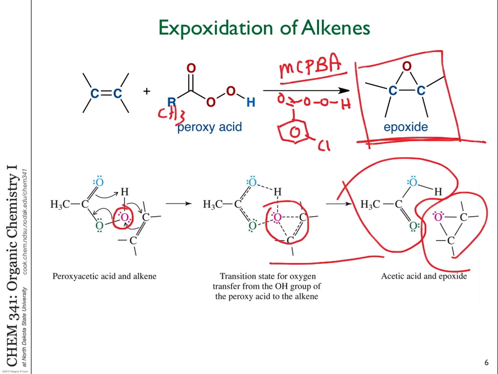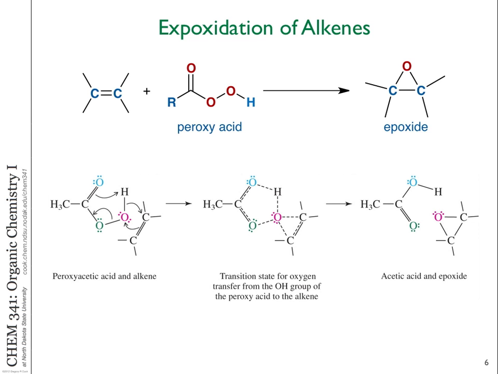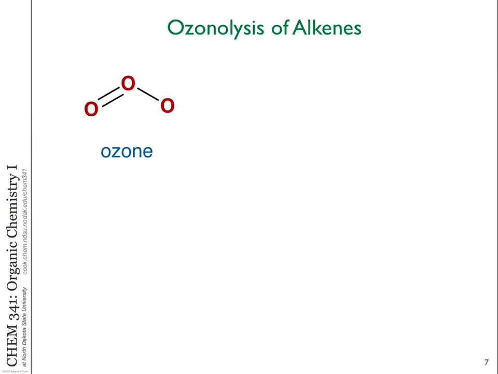Reactivity: the double bond is electron rich. This oxygen happens to be electron poor, and it transfers over. So there are still some common general themes we're talking about in terms of reactivities of alkenes. This is another useful reaction.